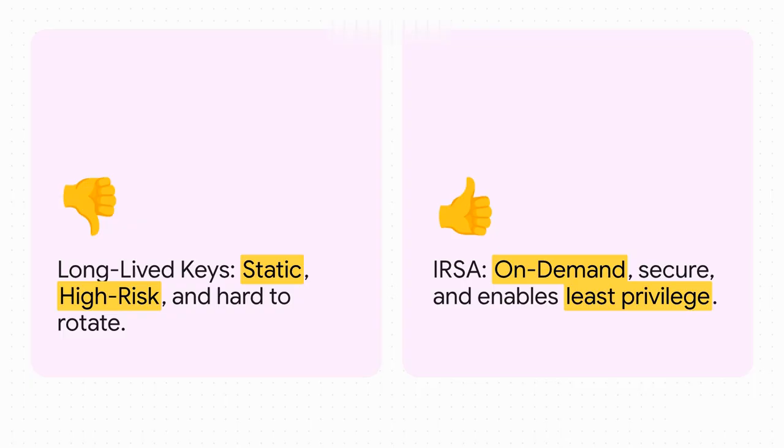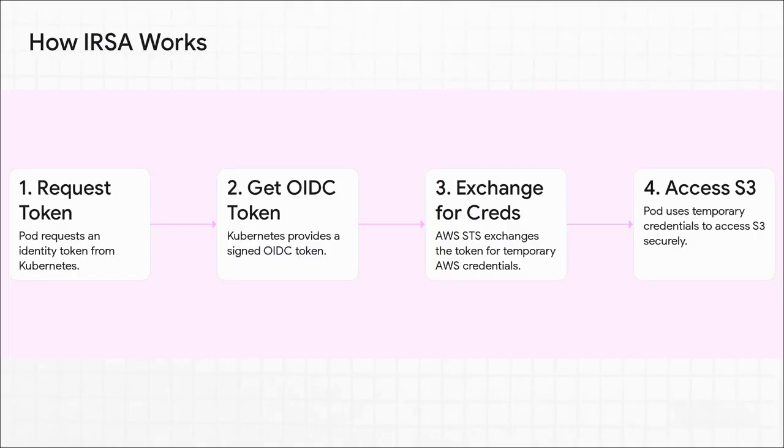The modern and much more secure standard is something called IRSA, which stands for IAM Roles for Service Accounts. This method provides temporary on-demand credentials that are automatically rotated and scoped only to the specific pod that needs them. It's a game changer. Now, what's really cool is how elegantly IRSA solves this whole problem. Let's just walk through it real quick.